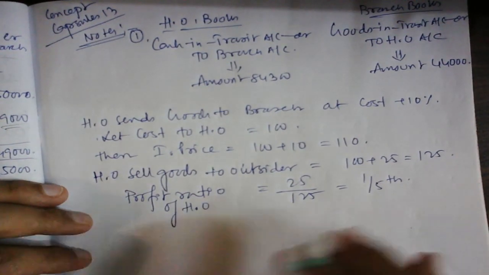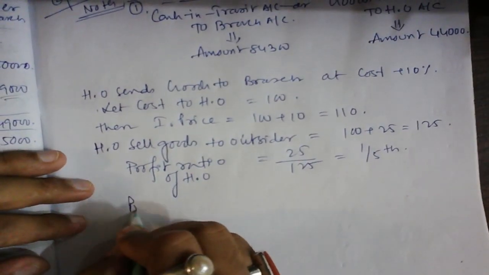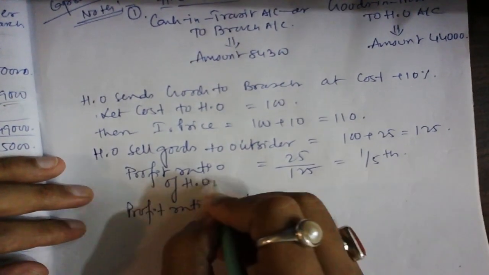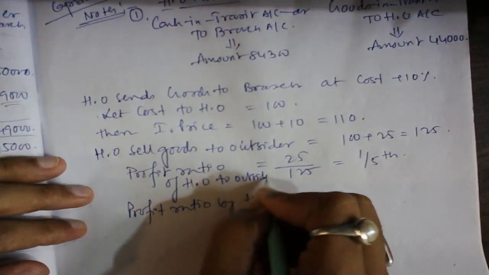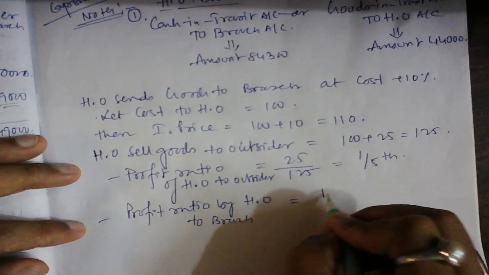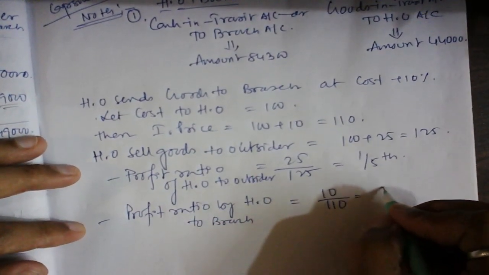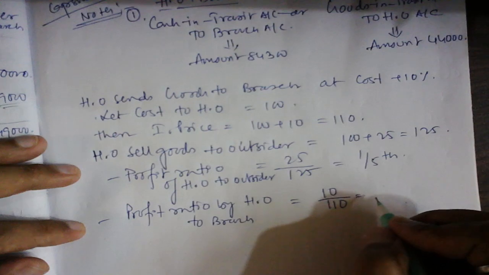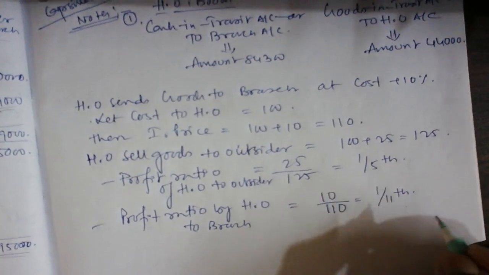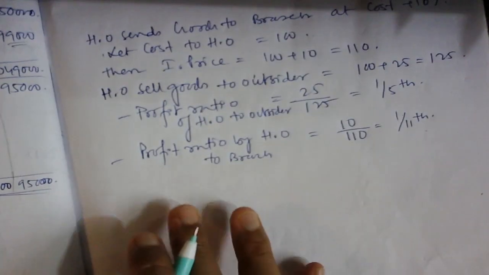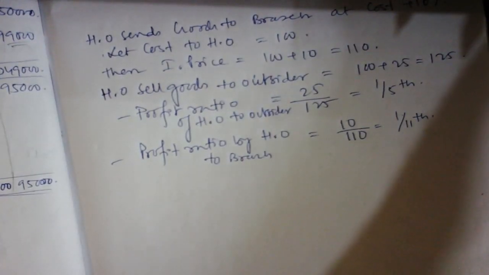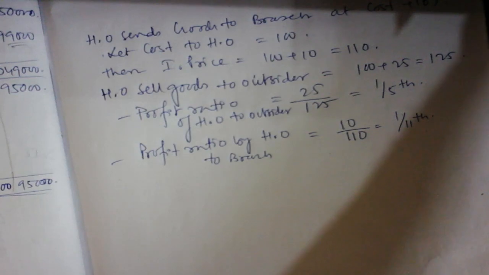ठीक है, and profit ratio by HO, ये लिख लीजिए, to outsider. ओके, and to branch when it sends the goods to the branch, then the profit it makes is 10 by 110. It means 10 by 110 means 1/11. Perfect. कोई डाउट नहीं इसमें. तो ये दोनों क्लियर कट हो गया एकदम. ओके, नो प्रॉब्लम एट ऑल. Now this is the basic fundamental information. Okay, we don't have any problem at all. These are basic fundamental information.